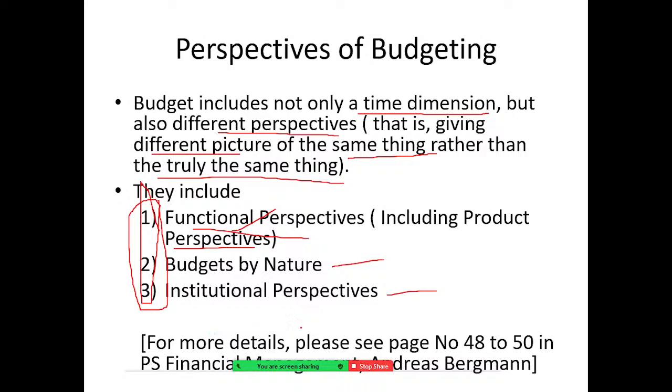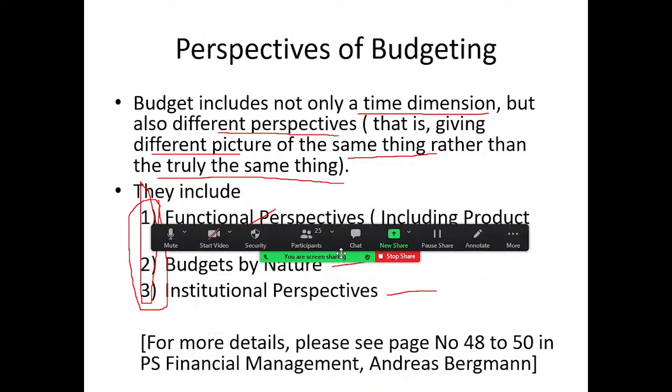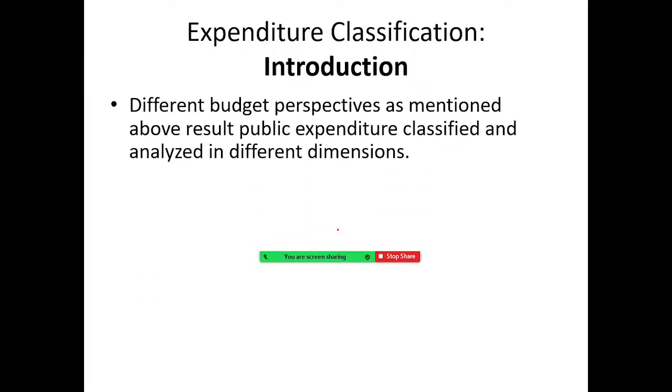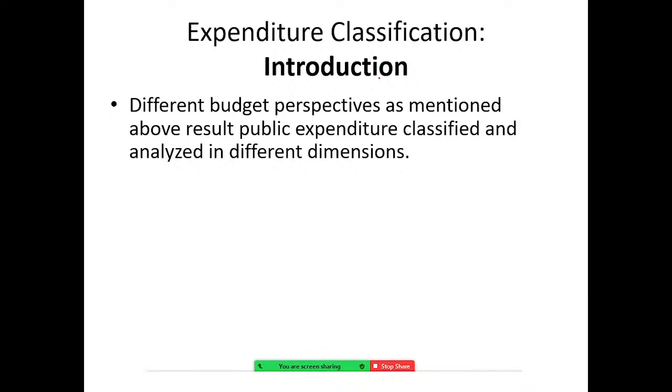If you want more information, you can take the book by Andrews and Bergmann, titled Public Sector Financial Management, pages 48 to 50. You can refer to it and get a clear idea of these budget perspectives. But here our focus is on expenditure classification rather than income sources. We are focusing on expenditure, how the government prepares the budget based on expenditure classification.